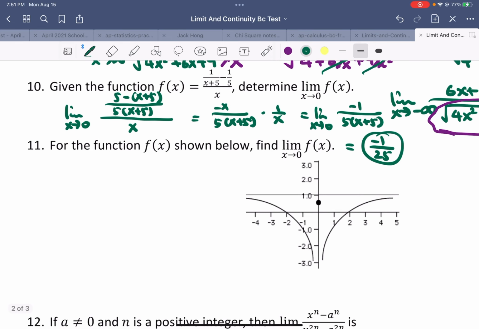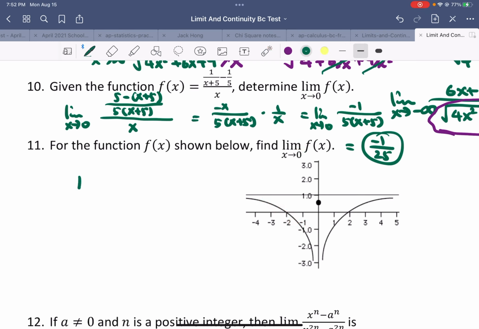Now number 11, for the function f of x shown below, limit as x approaches 0, what y value does it approach? A lot of people think it is the value at x equals 0. They believe this is the answer, but that is not. It has nothing to do with that one value. So when x approaches 0, you follow this from the positive side. So your y value goes to negative infinity. And also if x approaches from the negative side, you follow this one, also negative infinity.